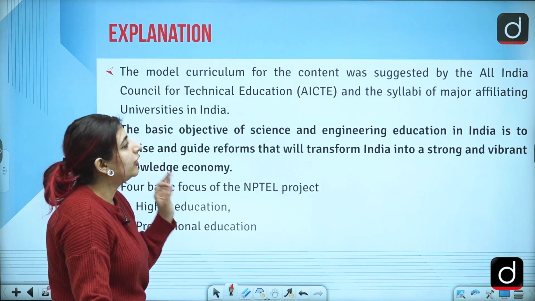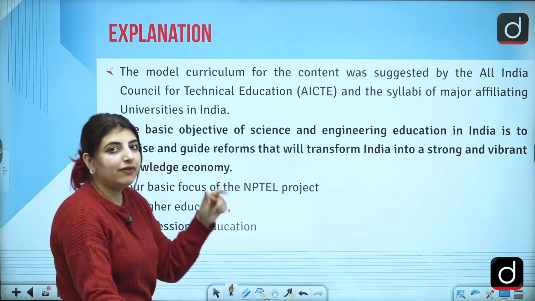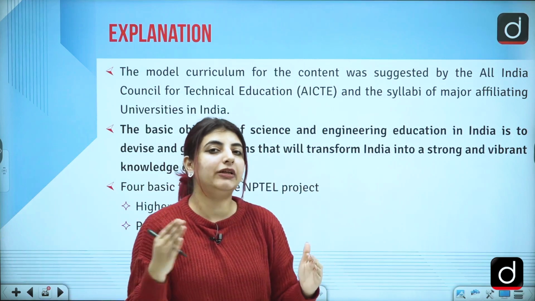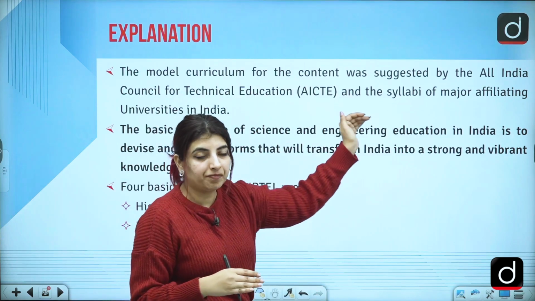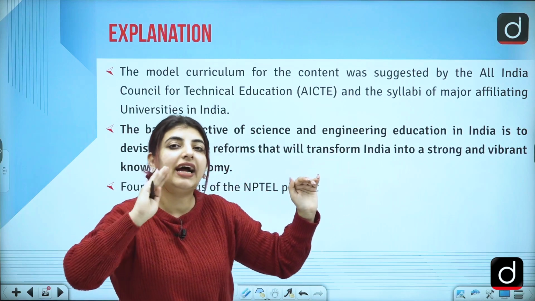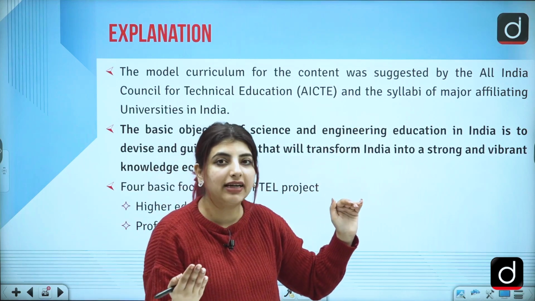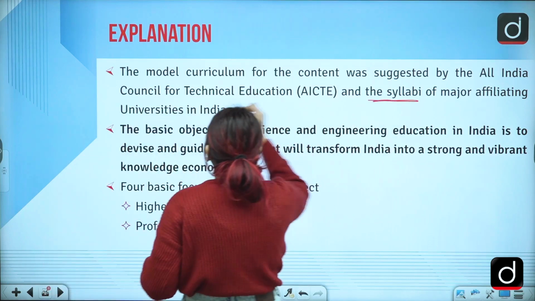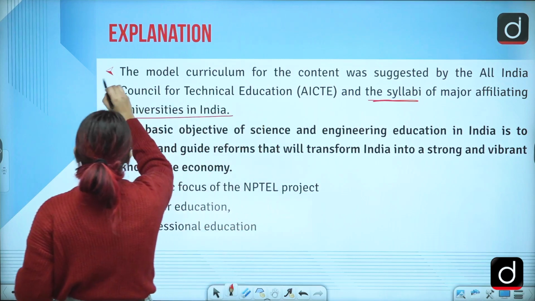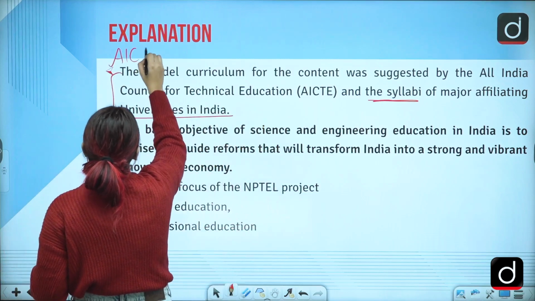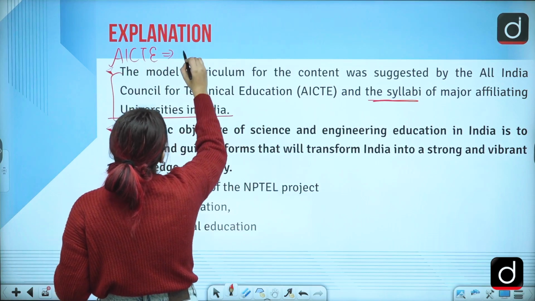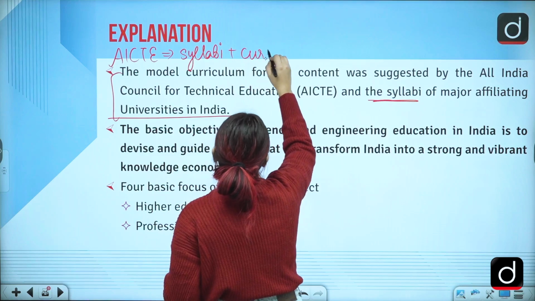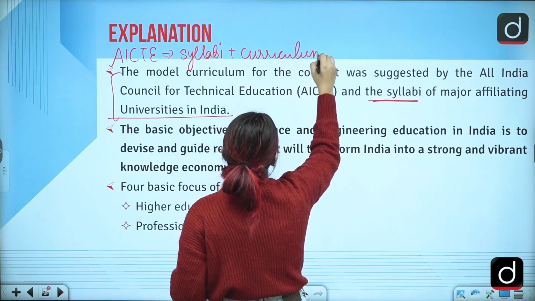The model curriculum for the content was suggested by AICTE, which is the umbrella unit which deals with the technical education sphere, correct? And under those things, IITs are suggested what things they need to bring forward, along with the syllabi of major affiliating universities in India. So basically, AICTE is the one which designs the syllabi and the curriculum, correct?